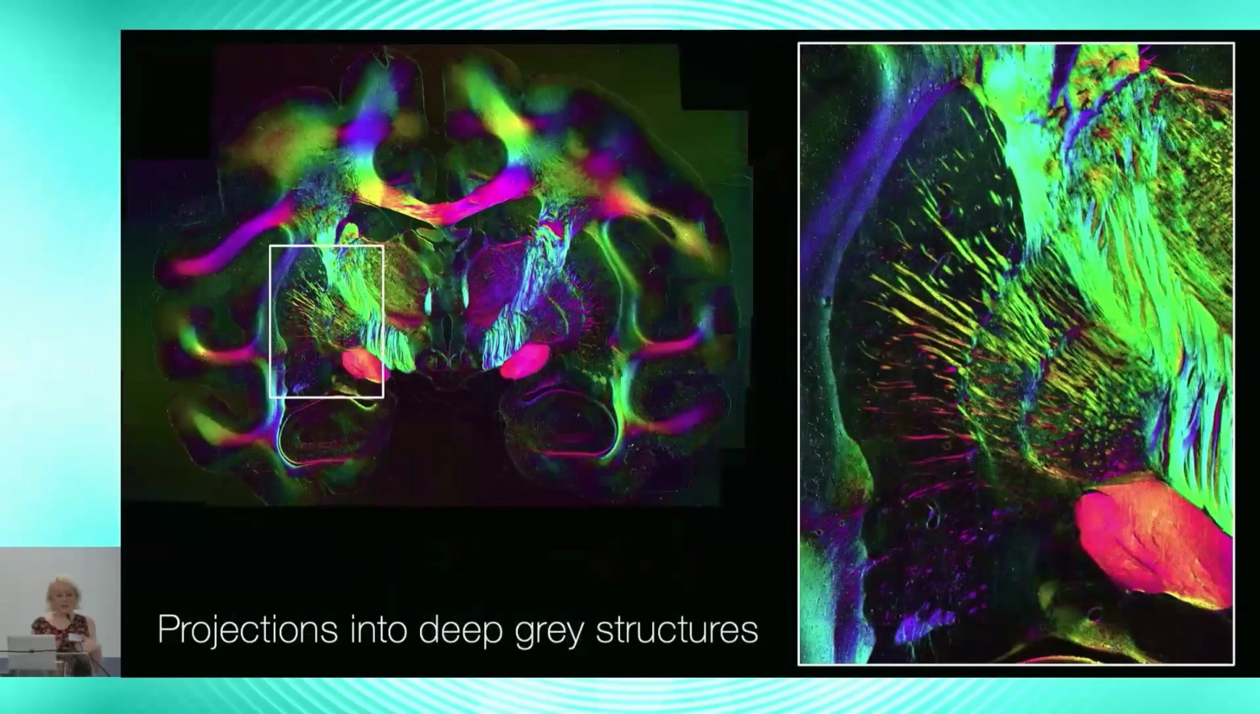Another thing of interest, particularly when combining this information with diffusion MRI, is that we can see these beautiful fibers projecting through the deep gray structures, which are typically challenging to get from MRI alone.